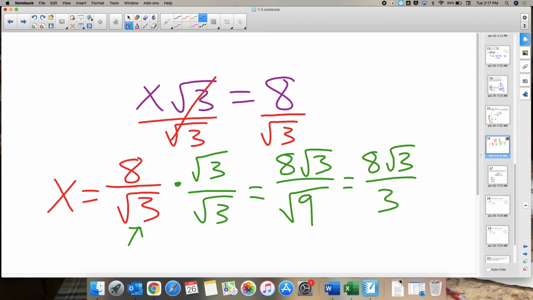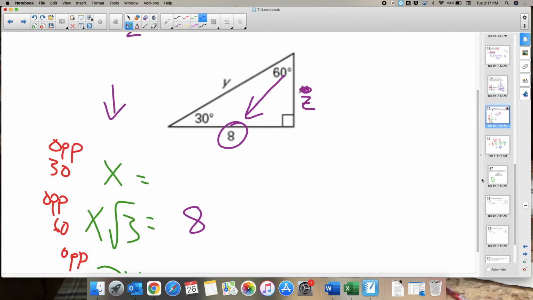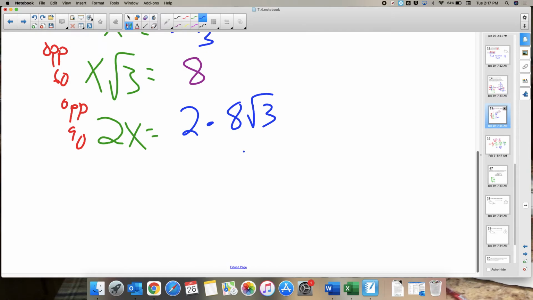Last thing to check is, do these numbers outside reduce? Do 8 and 3 reduce? No, they do not. So I have x equals 8 square roots of 3 over 3. So going back to my chart then, x was 8 square roots of 3 over 3. So for 2x then, it is 2 times 8 square roots of 3 over 3. To multiply by a fraction, we just make our 2 over 1, and we multiply across the top, and we multiply across the bottom.